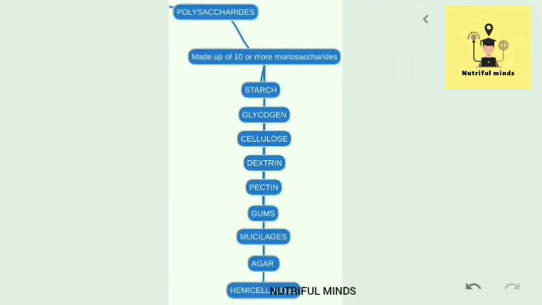Polysaccharides. Polysaccharides are complex carbohydrates. They are made up of 100 to 2000 monosaccharides linked in a chain or branch form. Their general empirical formula is (C6H10O5)n.